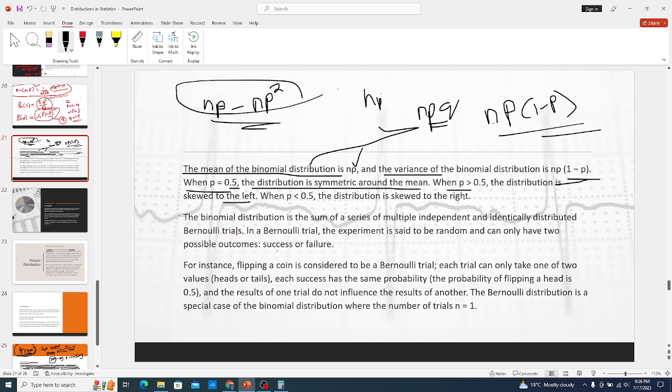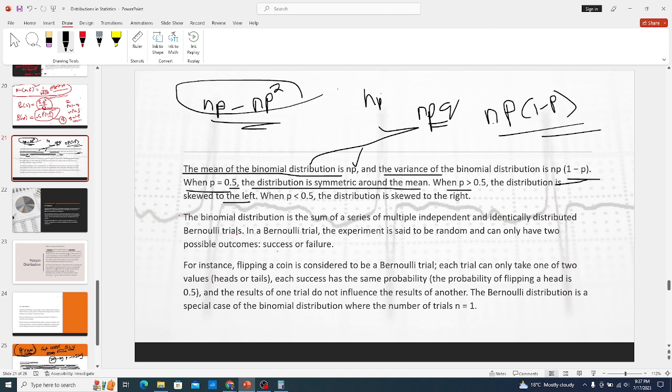But let's assume you are working with an experiment where you are not given any probability value, either for success or for failure. Then you will have to go with the equal probabilities, half each. Take note of that.